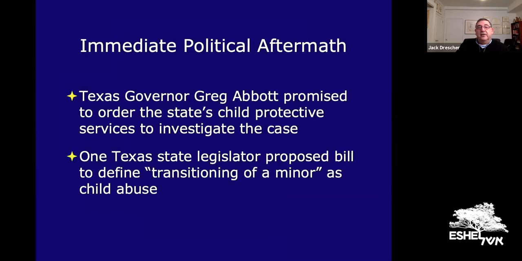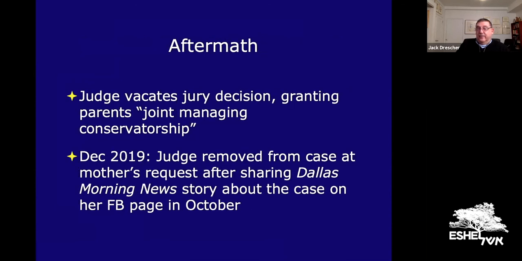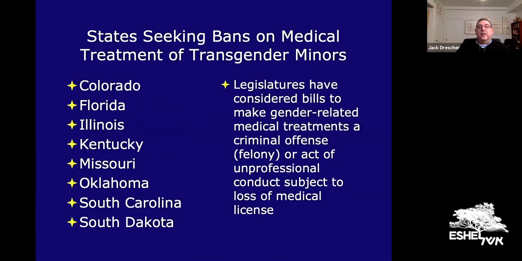And there was an immediate political aftermath. The Texas governor promised to order the state's child protective services to investigate the case. One Texas legislator proposed a bill to define transitioning a minor as child abuse. The judge, smelling the political air, vacated the jury decision, granting the parents joint custody, which is where they started to begin with. And then the judge was removed from the case because she had apparently posted a newspaper story about the case on her Facebook page.